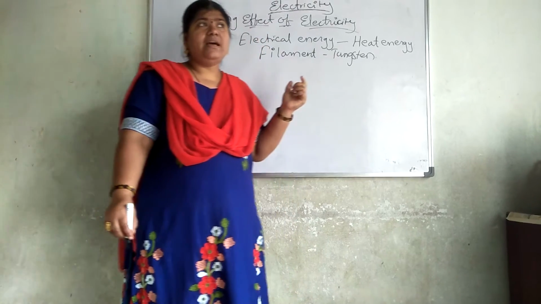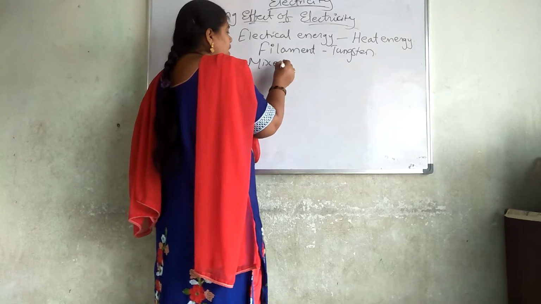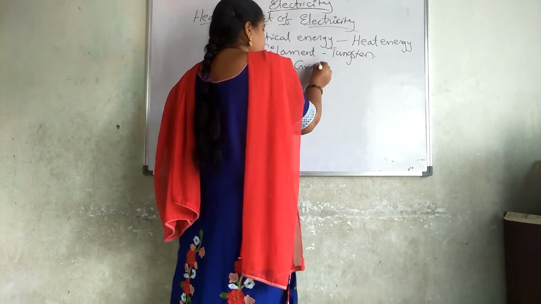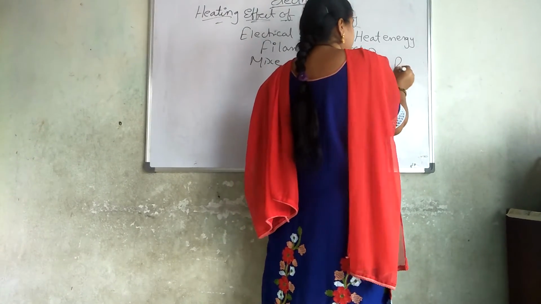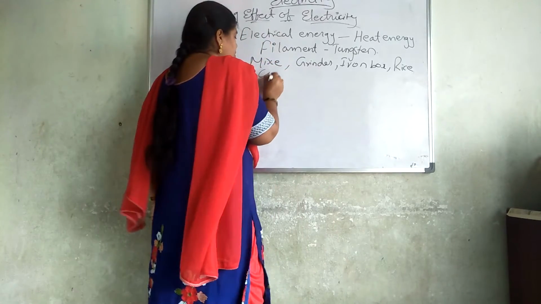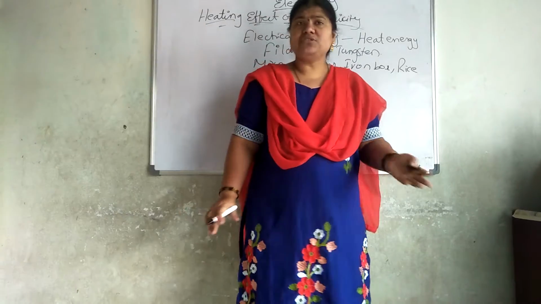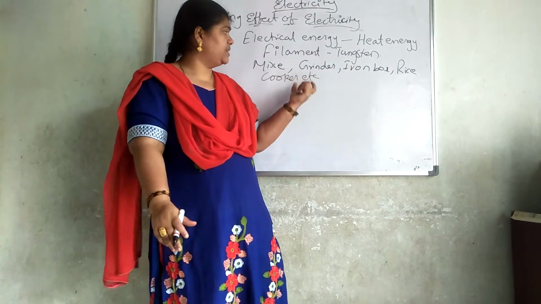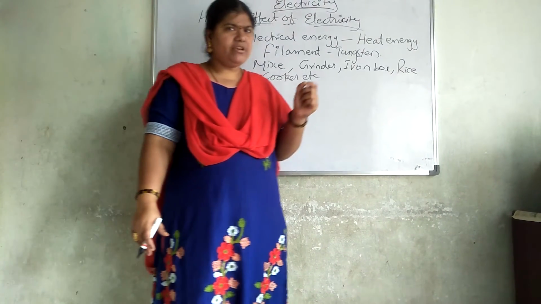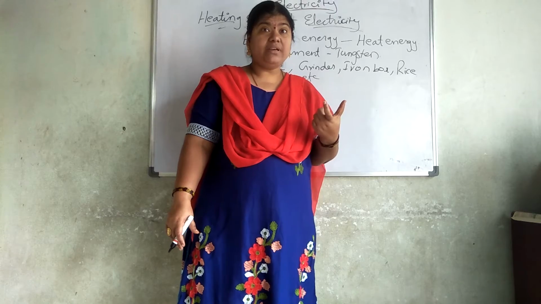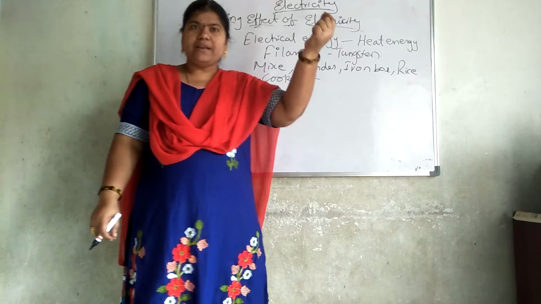Did you understand? Then what about the mixie, grinder, iron box, rice cooker, etc.? In all of these, how is the electrical energy converted into heat energy? You can see that they are having wires, no? All are having wires. If you take a cell phone wire, it will be very thin.